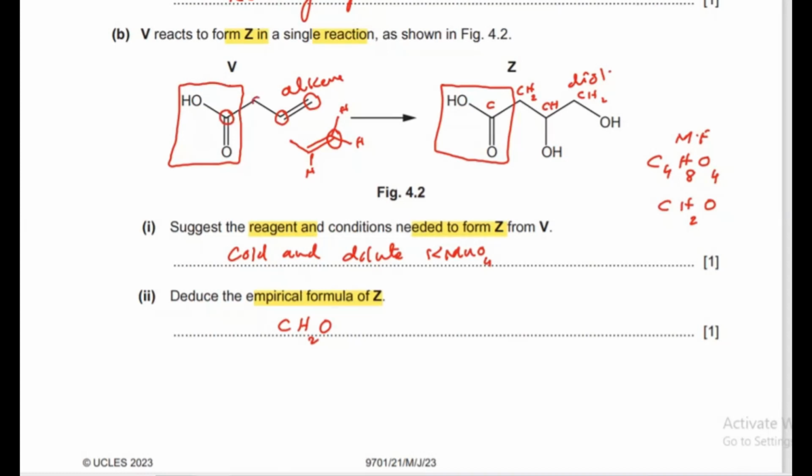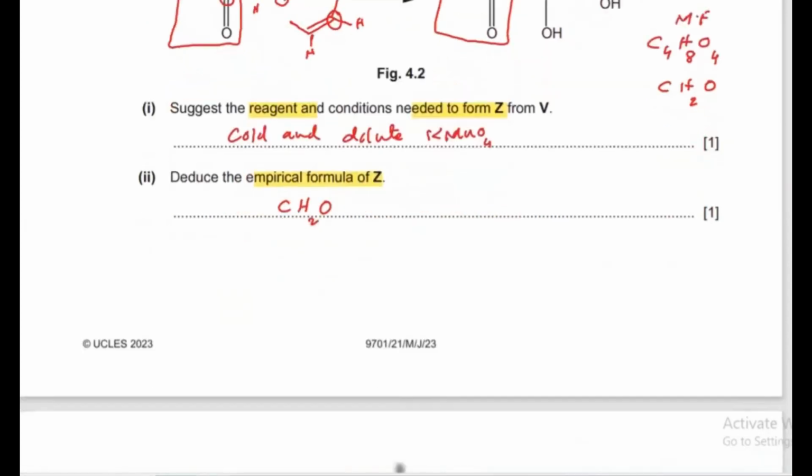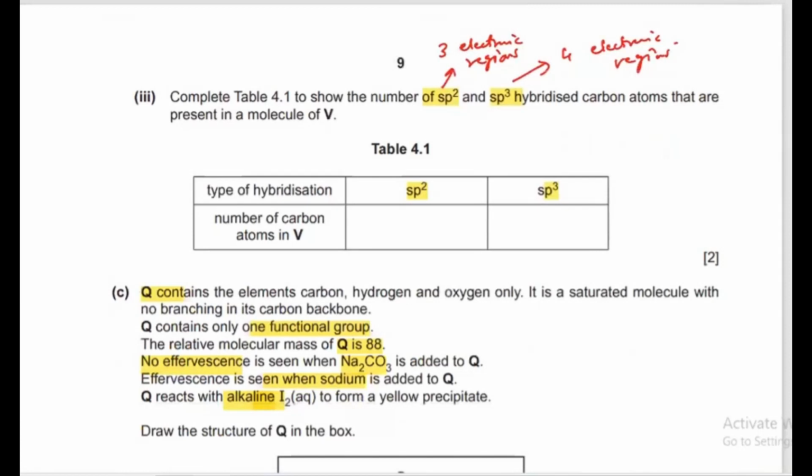And this carbon actually contains 2 hydrogen as well. So 1, 2, 3, 4. There are 4 electronic regions. So this carbon is sp3 hybridized. So there is just one carbon which is sp3, and 3 carbons which are sp2 hybridized. So we can write that sp2 hybridized carbons are 3 and sp3 is 1.